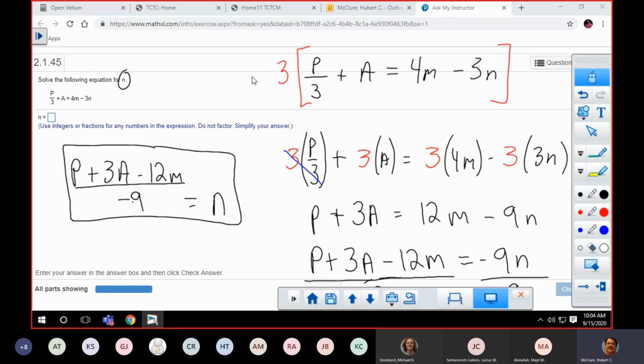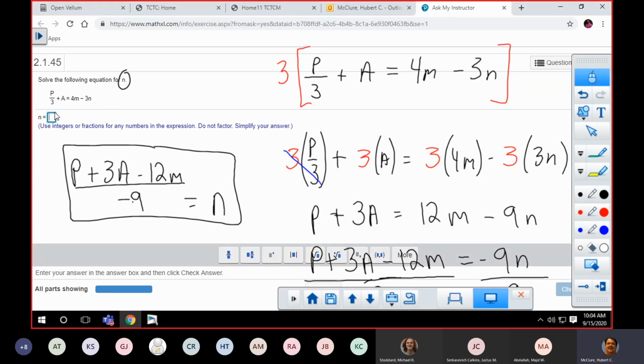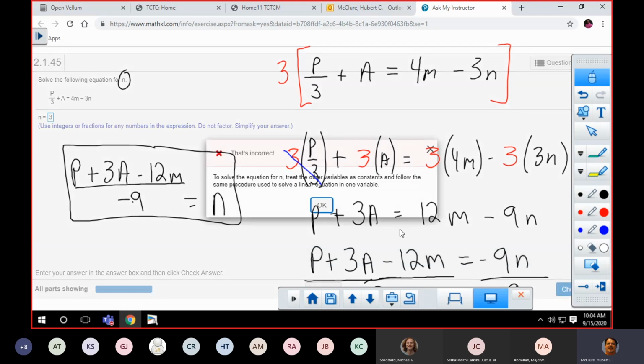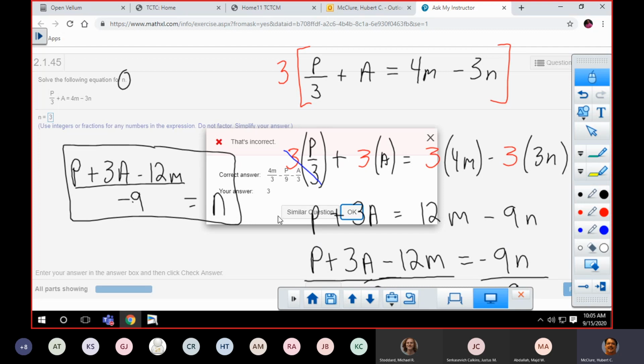I'm not going to type all that in. I'm just going to type in 3 and hit it 3 times and see if they get the same answer I got. 4m over 3. Okay, they did it. They went ahead and simplified. P over 9. 3a over 9 is a over 3. And 4m over 3. And make that a positive, make that a negative, make that a negative.